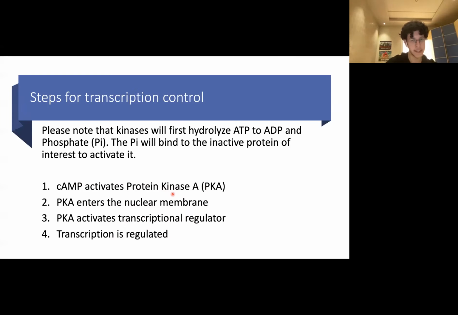What about transcription? It's a lot easier. Again, that same note. Cyclic AMP activates protein kinase A, which enters the nuclear membrane to activate transcription regulator, and transcription is regulated. So let's say we have an issue with transcription. They will give you one of these proteins or one of these molecules and ask you which one's malfunctioning, and they'll give you three others. They'll tell you which ones should be involved in transcriptional control. That would be cyclic AMP, protein kinase A, transcription regulator. Does that make a little more sense than it used to?